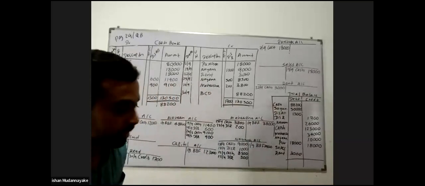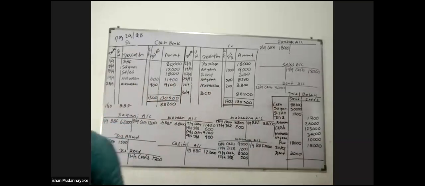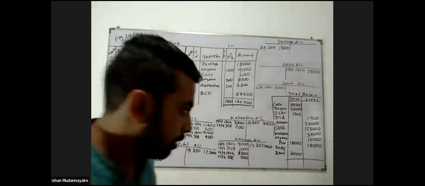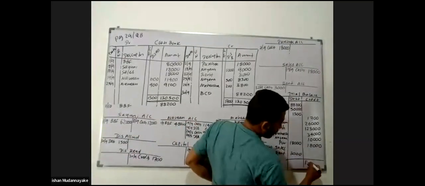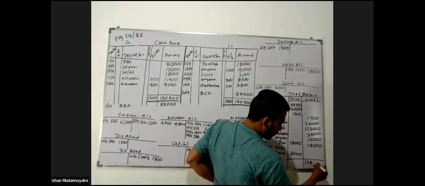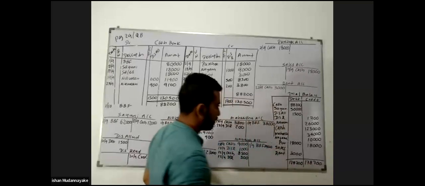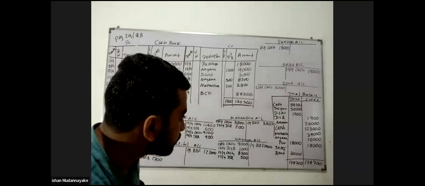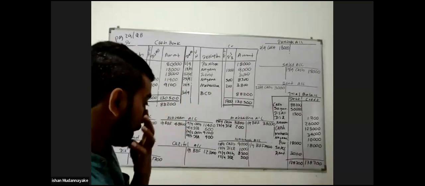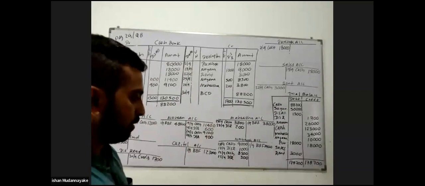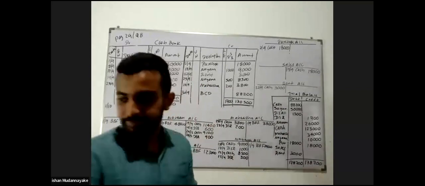Now, how about the balance sheet figure? 178,700. All right, please check your answer. Right, the balance is equal. Question number 8.